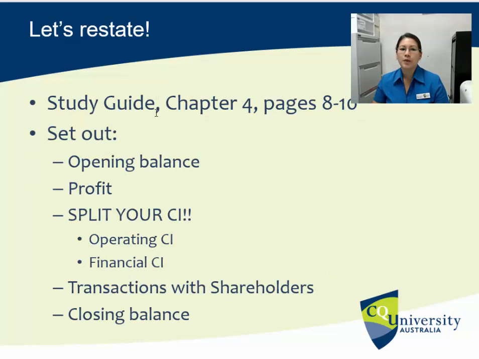So again, go to chapter 4 of the study guide, have a read, and then this is how you set it out. So you've got opening balance, profit, splitting up your CI, and then transactions with shareholders. Now, just quickly, your opening balance, link it to your financial statements as with your profit. You must split up your comprehensive income. So this is actually where we do the restating of your Statement of Changes in Equity. We simply list out the transactions with shareholders, so just link back to your original financials and use a formula to check your closing balance and then check it back against your original financials. So this is where everything's done, and it's actually the easiest statement to restate because usually there's not a lot of items of comprehensive income. Most of the time you'll find you only have operating comprehensive income rather than too many items of financial comprehensive income. So let's go and restate.